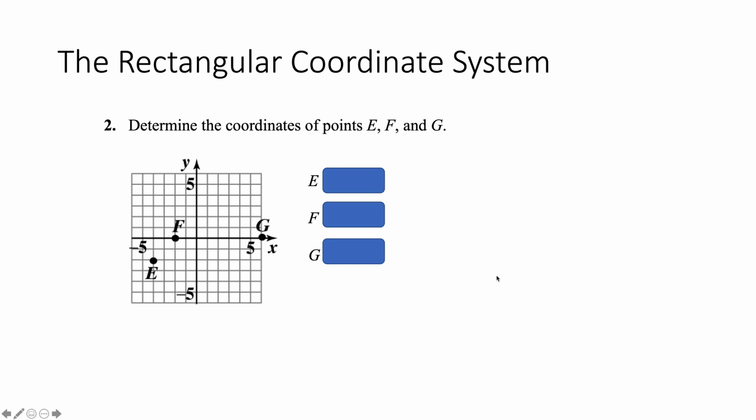Okay, so point E is going to be the point (-4, -2). So you can see I'm at -4 and I'm down 2 to -2. By the way, what quadrant is that in? Remember, we start in the upper right, 1, counterclockwise, 2, 3, 4. So we're in the third quadrant. What about the point F? That would be the point (-2, 0).